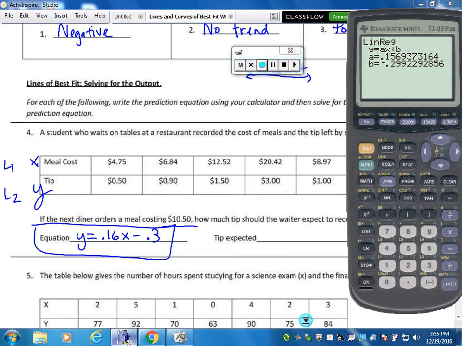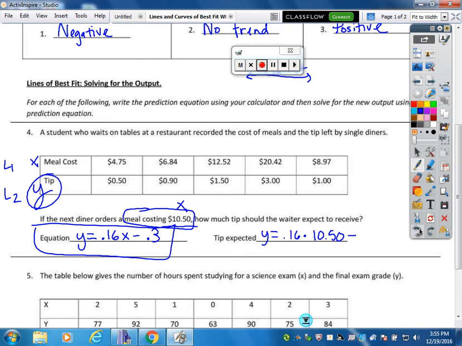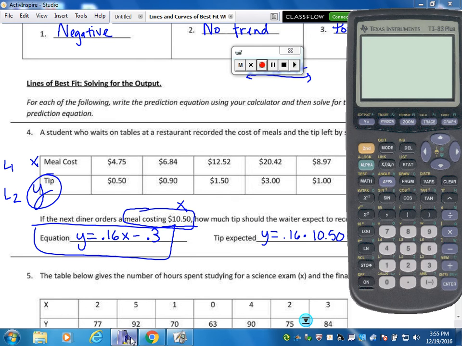To get out of this, all you have to do is hit clear, and you're out of it. And now we can use this equation we just found to find the new tip. So remember, the y is tip and the x is meal cost. So if I'm ordering a meal of $10.50, that's my x, I just need to plug it in right here. So here we go. y equals 0.16 times $10.50 minus 0.3.